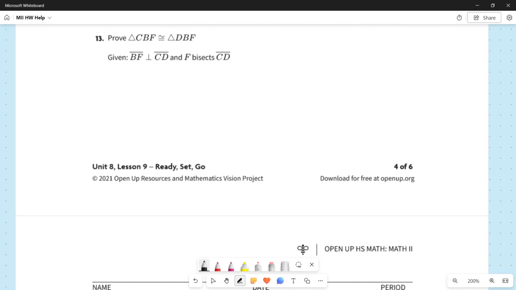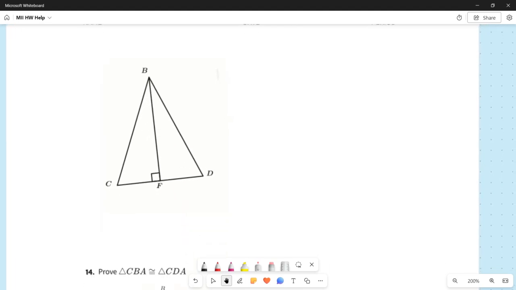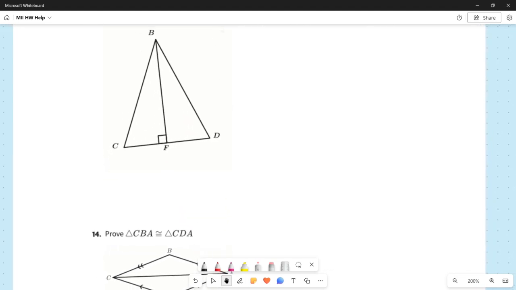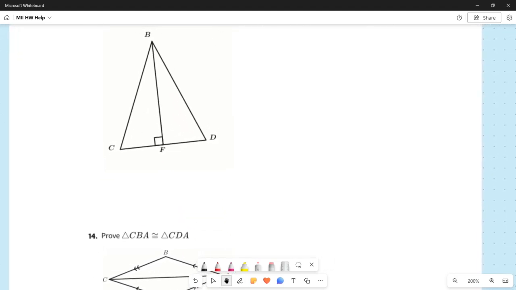Question 13. Question 13 says, prove that triangle CBF is congruent to triangle DBF. And we are told that BF is perpendicular to CD, and we're also told that F bisects CD. Now our picture's on the next page, which is a little annoying here. I'm not going to scroll back and forth constantly, so I'm just going to leave it on this page.